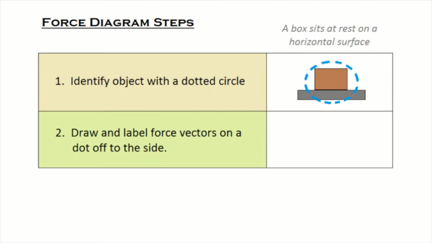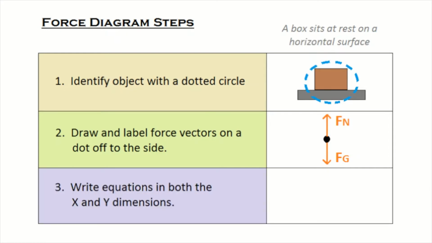Step 2 is to draw and label force vectors on a dot off to the side. So near the picture, put a dot. This is the free body. It represents whatever is circled in the picture. And by putting your forces on this dot, it just makes it look nicer. It helps the forces to stand out. By putting the forces on the picture itself, it can be a little cluttered, a little messy, a little harder to grade. On this example, we've got two forces, a normal force upward from the surface, a gravitational force downward from the earth. These are the only two forces present, so we're done with step 2.